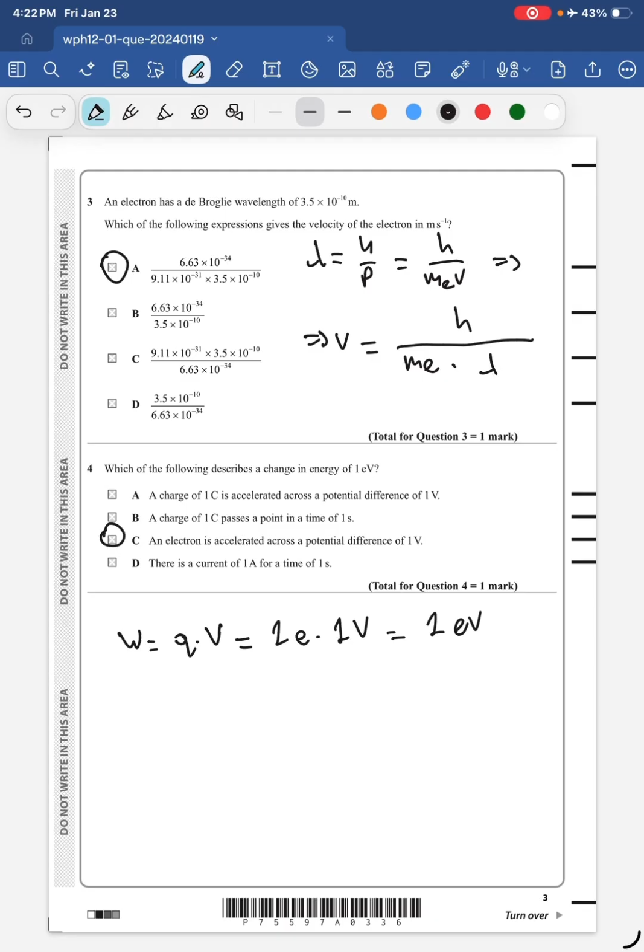Okay, A and B are automatically wrong. A charge of 1 coulomb, that's too much. 1 coulomb contains 6.25 times 10 to the 18 electrons, so that's a really large charge. And then D, there is a current. What does current have to do with all this? So that's wrong. So C is the correct answer. So we can see this with the process of elimination as well, even if you don't know the answer at all.